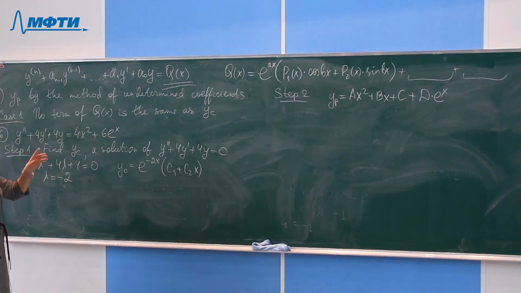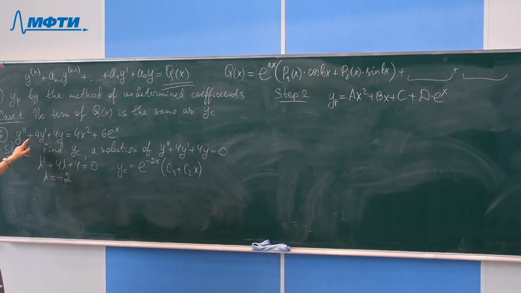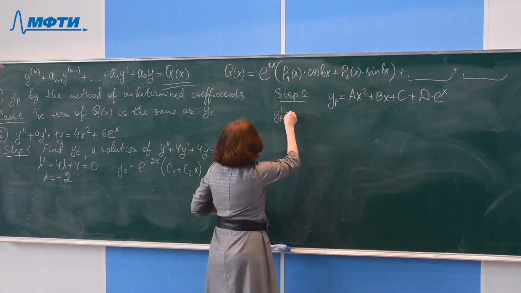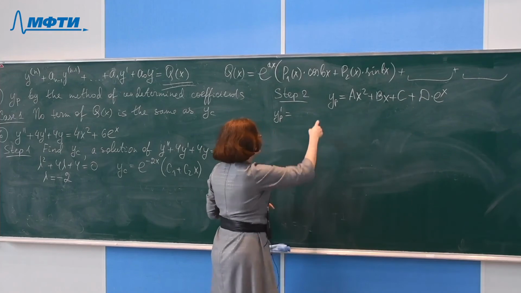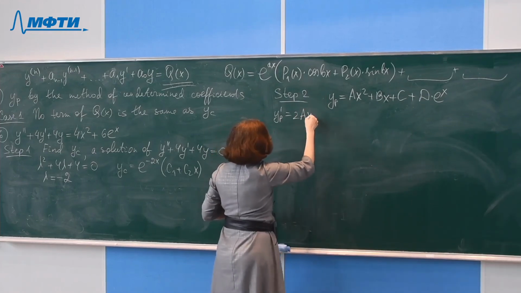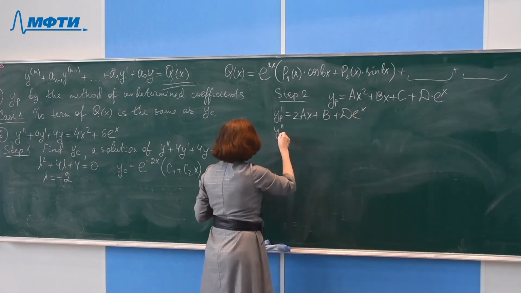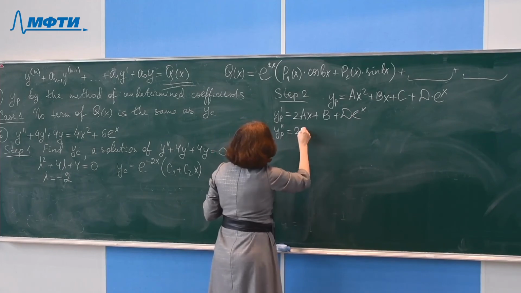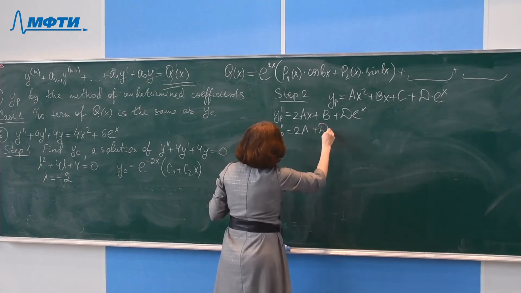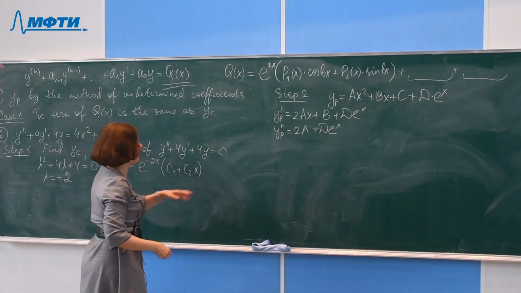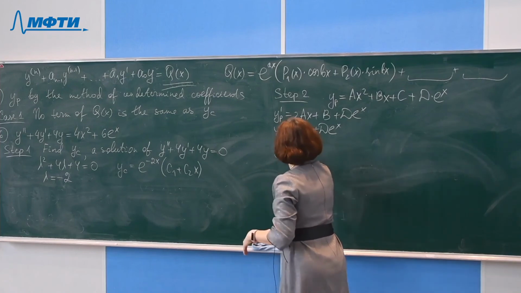So now our goal is to find the derivatives of this function and substitute the derivatives, the first and the second derivatives and the function, into this differential equation. Well, yp prime is equal to, let's differentiate this, 2ax plus b plus d e to x, and yp double prime is 2a plus d e to x. And substitute these derivatives into the equation.